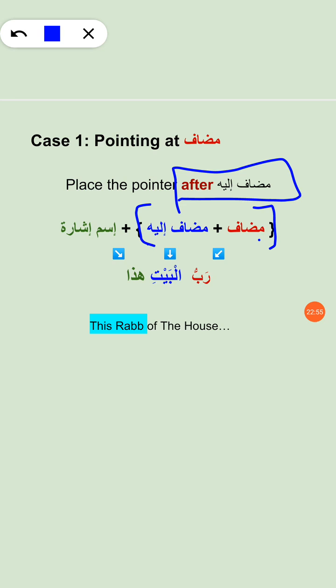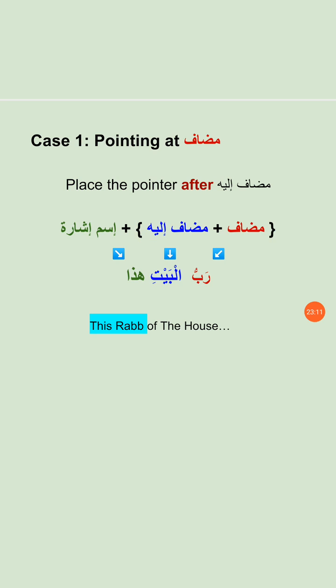Okay, and mudaf, for example, so this is our actual fragment, rabul baiti, rub of the house. Okay, so I want to point at, for example, mudaf. All right, so what do I do? I place the pointer at the end, or rather after the mudaf ilayh. That's what I've done. Rabul baiti haza, this rub of the house.